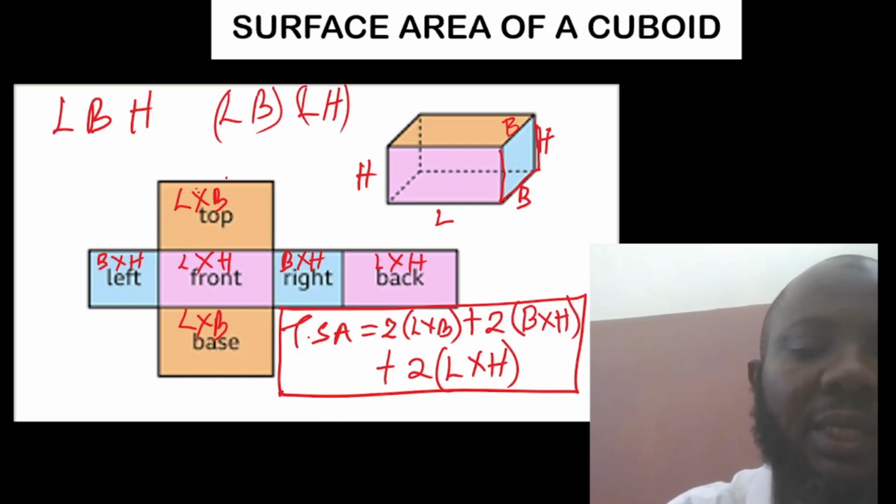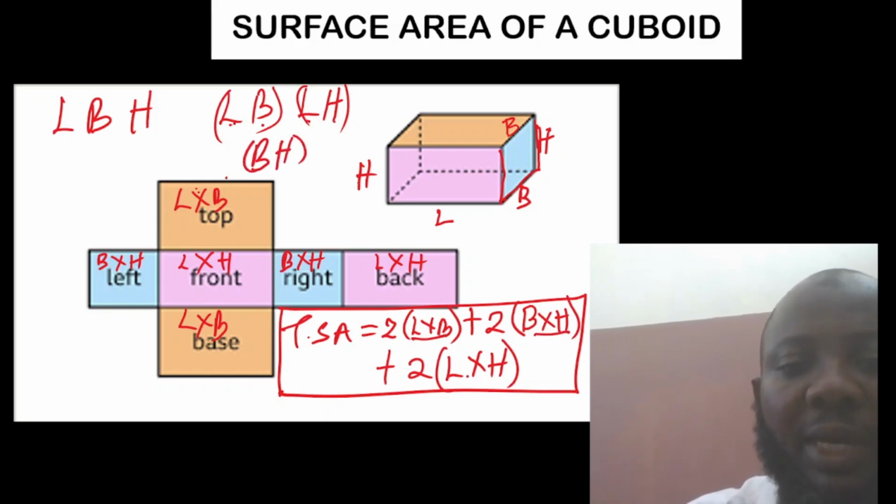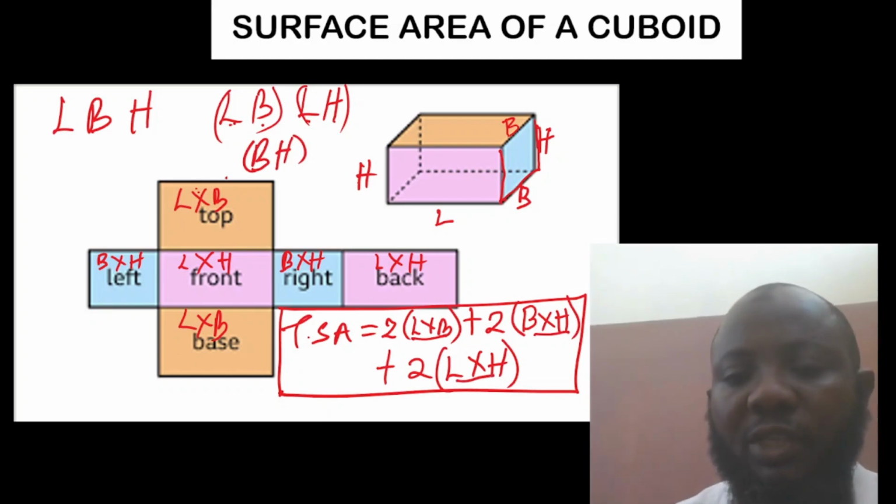Are you with me? Then we know we have two L's now. So we must have two breadths and two heights. So that means the last one will be what? BH. So that's our LB, BH, and LH. Then multiply by 2. Simple. That's just the shortcut.